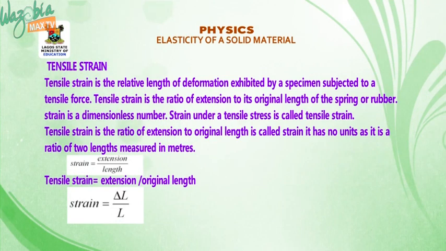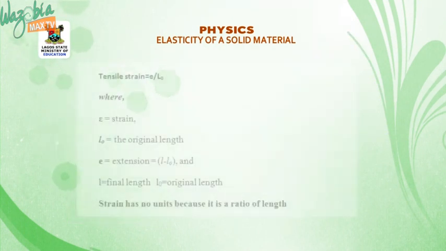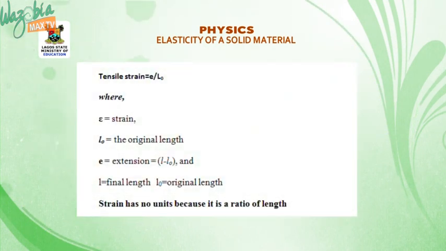So we say strain is equal to extension all over original length, and tensile strain is equal to extension all over original length. When we talk about extension, we use delta L, because extension is simply the final length minus the initial length, where L is the final length and L naught is the original length. So strain has no unit because it is a ratio of lengths.